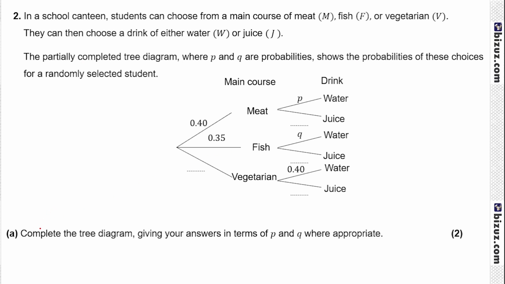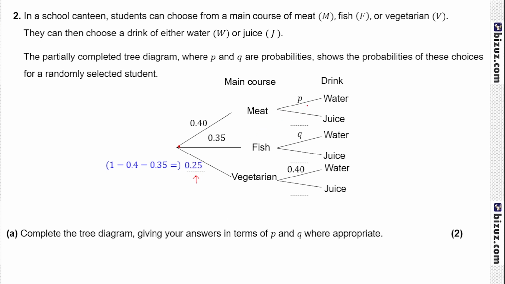Now, part A tells us to complete the tree diagram, giving your answers in terms of P and Q where appropriate. All right, so first thing we can see is that we have a blank here. Now, the rule for tree diagram is branches on the same level, and what I mean by that is branches that come out from the same point, the sum of the probabilities for those has to be equal to 1. So these 3 branches, they come from the same point, and so their sum has to be equal to 1. So this one is 1 minus the rest of them, 0.4 and 0.35. So we get a value of 0.25 here.